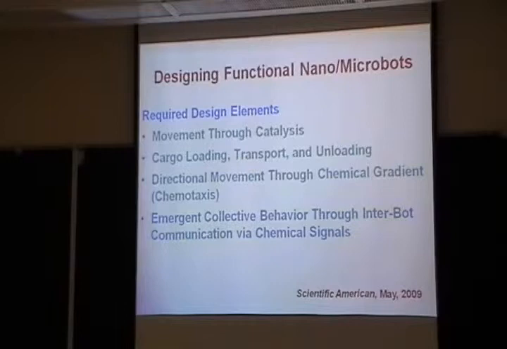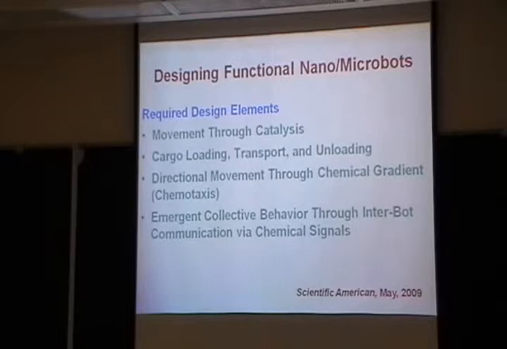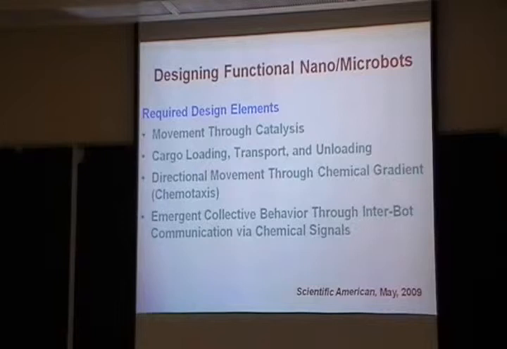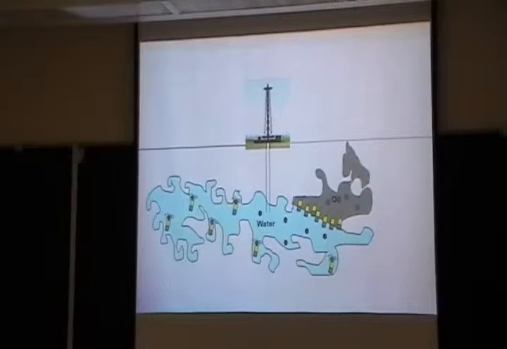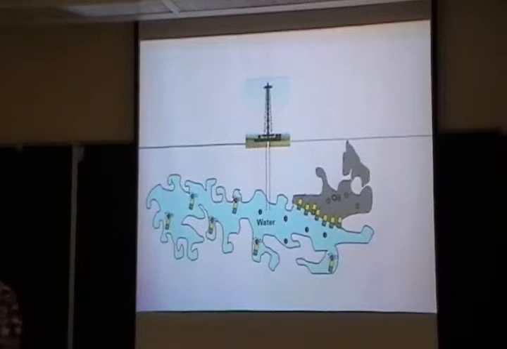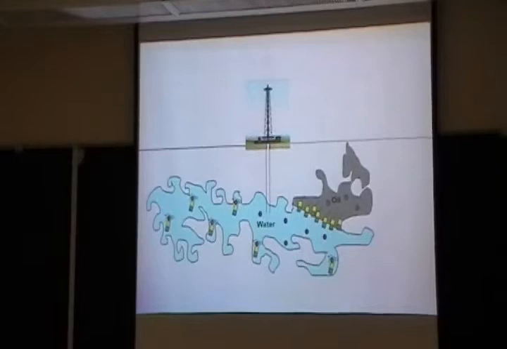I'll talk more about these things again: how you move things to catalysis, load them up, how you do chemotaxis, up and down gradients. But in case you think all of this is totally academic, and there's no money to be made with all this, let me tell you, think again. A couple of years ago, a consortium of oil companies came to us and said, we'll give you lots of money. Just have your nanobots go find oil for us.